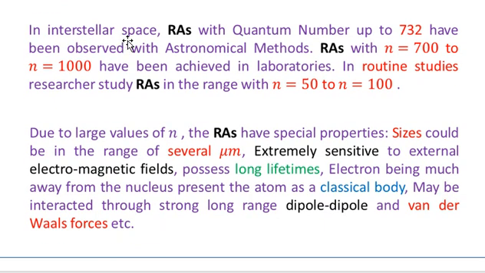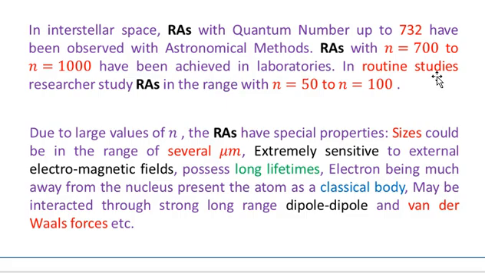In interstellar space, Rydberg atoms with quantum numbers up to 732 have been observed with astronomical methods. So you can imagine the quantum number as 732, and these Rydberg atoms have been found in interstellar space. Using astronomical methods, they have observed these Rydberg atoms occupying a state with principal quantum number 732. Rydberg atoms with n equal to 700 to 1000 have been achieved in laboratories.